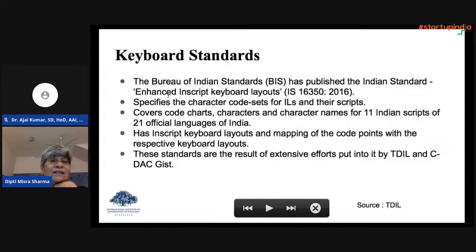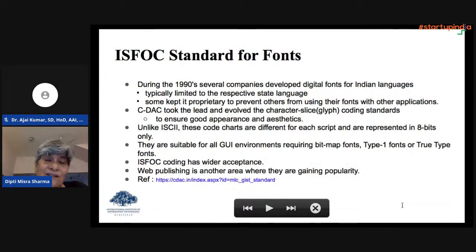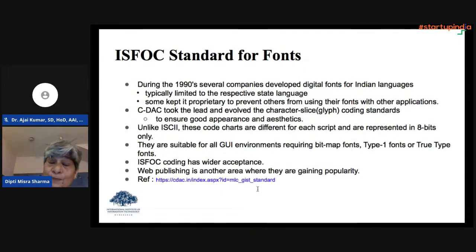All this work has been going on. CDAC Pune, the GIST unit, has been playing a very, very important role there in collaboration with TDIL. They are the ones who are working, so one can contact them or reach out to them. Here are the URLs. Then for fonts also, display is another issue. So for fonts also, some standards have been developed, and many digital fonts for Indian languages.